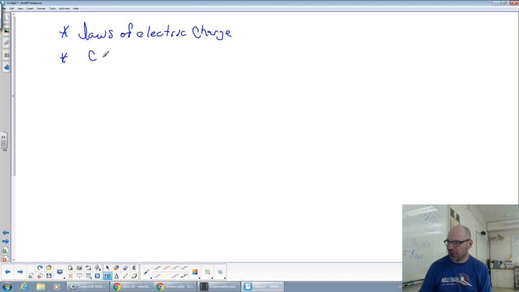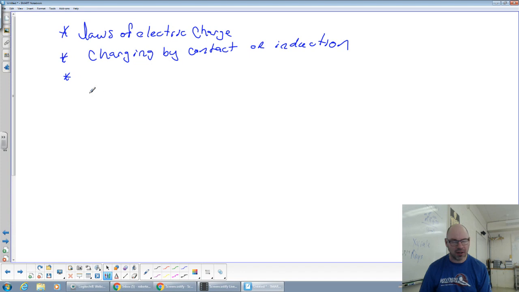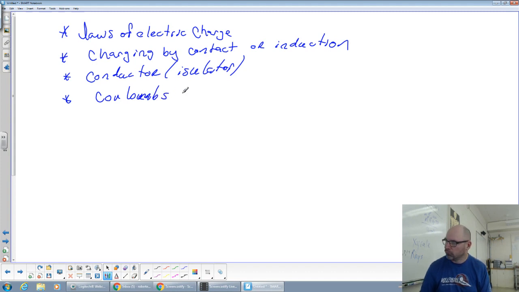Okay, you should know charging by contact. Okay, or induction. Okay. You should be able to do a charging by induction problem as well with that, or contact problem, like we did as an example. You should know what a conductor is, or an insulator. Okay, and then we should know Coulomb's law in one dimension or two dimensions. Okay, so those are the basic four things that we looked at in the first section.